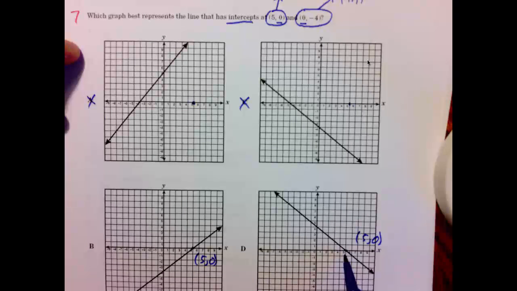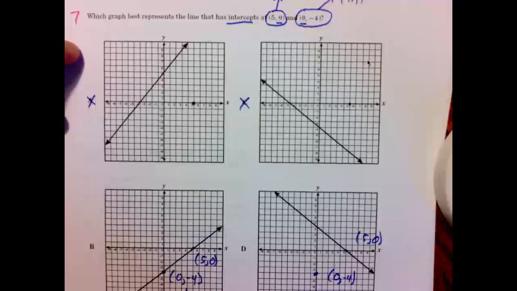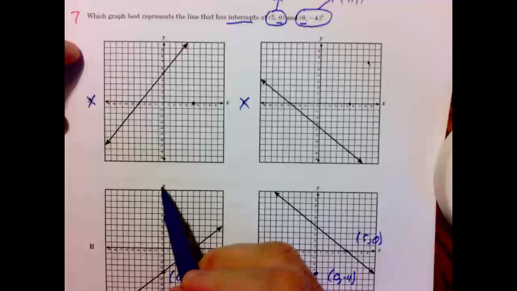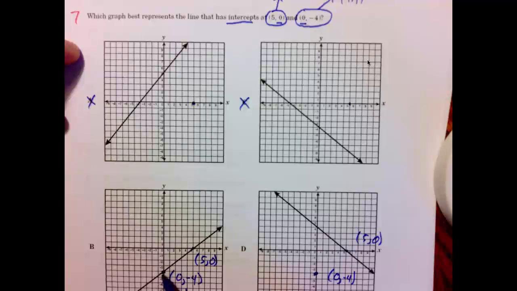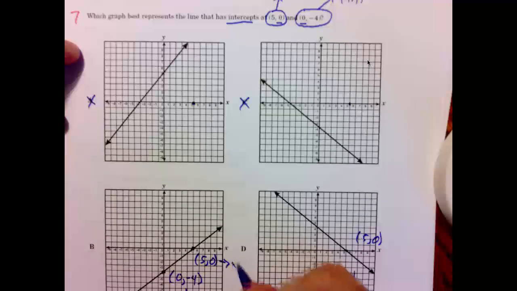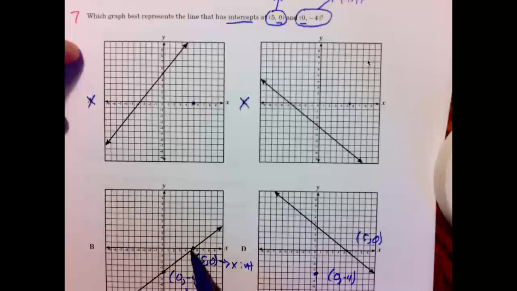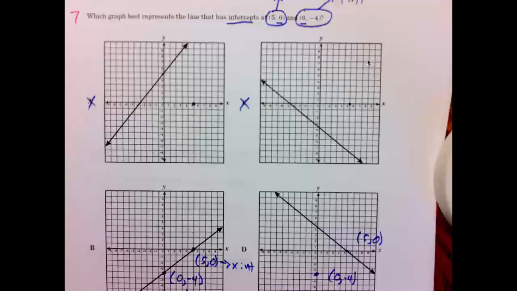D is not it. Negative 4 on the y-axis. No point. But B is. B contains the point (0, -4). This is the y-intercept. Y-intercept. It is the point where the y-axis and the line intersect. This is the x-intercept. It's the point where the line intersects the x-axis. Number 7 is B.